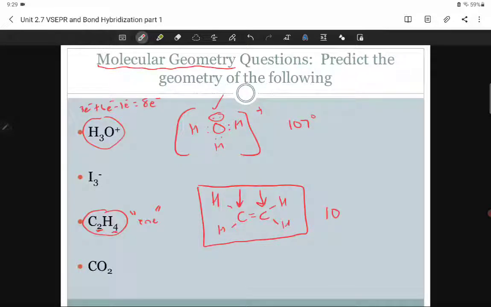And when you have 3 domains, that's just like BF3 maybe. It has a bond angle of 120 if we were going to look at the hydrogen to the carbon to the hydrogen, or the hydrogen to the carbon to the carbon. Bond angle of 120.